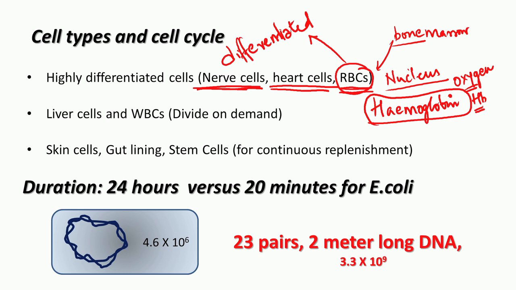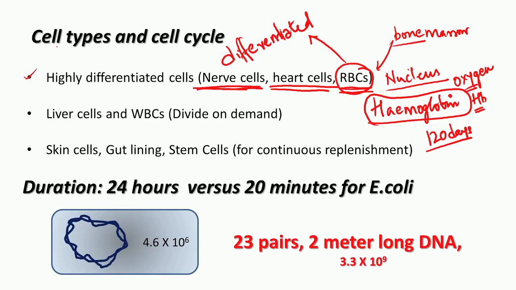And because they do not undergo cell division, each RBC which periodically keeps coming out of our bone marrow pool has a lifespan of about 120 days. So, there are certain cells which will not undergo cell cycle, but then there are certain cells which undergo cell cycle or cell division only if there is a demand.